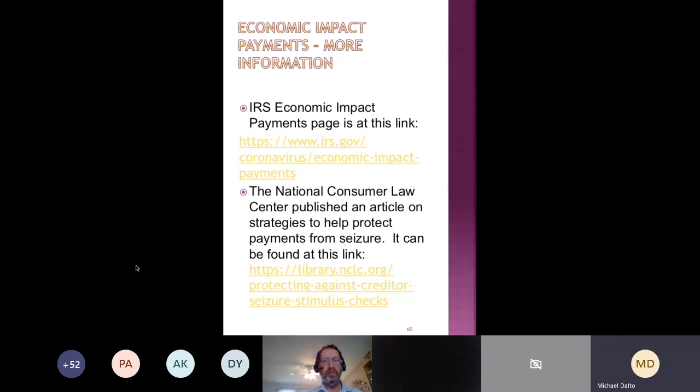I should mention that there's new information coming out probably weekly, sometimes even more frequently, about economic impact payments. The new information will probably begin to slow down now that more and more people are getting the payments. But it's a good idea to check that link periodically if you'd like updated information.